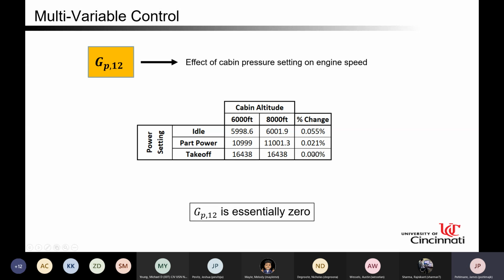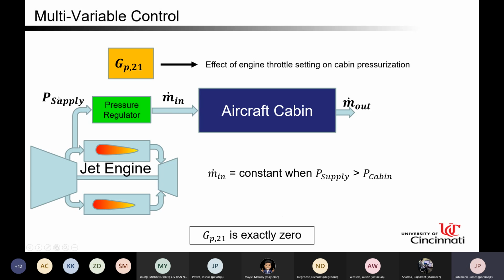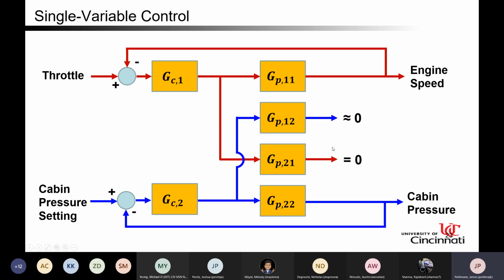You can see the percent change is essentially 0, so GP12 can be eliminated. There is a pressure regulator upstream of the inlet flow to the aircraft cabin. As long as the air supply pressure is greater than the cabin pressurization pressure, then GP12 is exactly 0, because you're going to get whatever mass flow you require. So these are essentially 0.